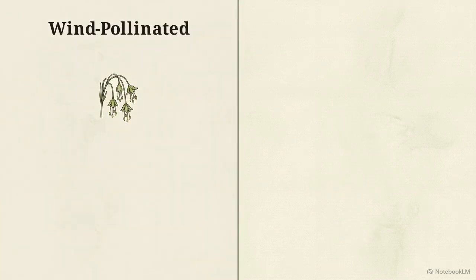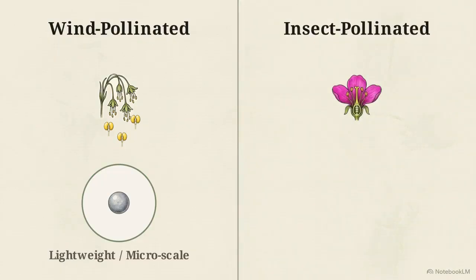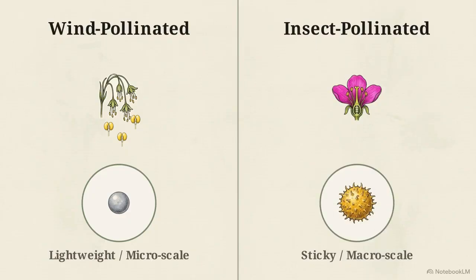On the left side of this split screen, we see a wind-pollinated flower. It lacks bright petals because it doesn't need to attract biological agents. Instead, it produces thousands of lightweight, micro-scale pollen grains designed to be easily carried by air currents. On the right side, the insect-pollinated flower uses a completely different strategy. It invests heavy energy into large, bright petals to attract a vector, and it produces much larger, sticky pollen grains, engineered to latch securely onto an insect's body.